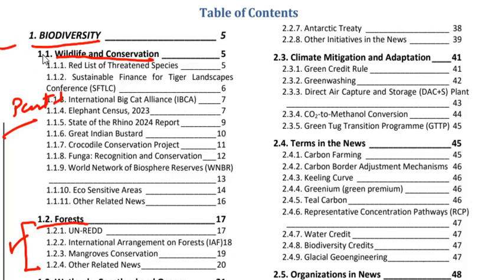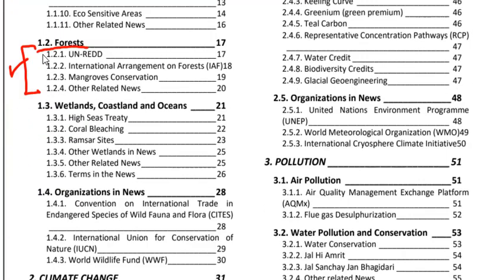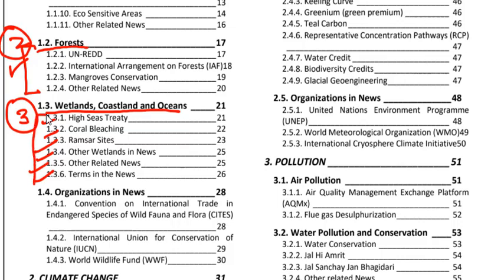In biodiversity, we have to see 4 parts, and the second part we have already discussed about forests. In the third part, we will discuss wetlands, coastland and oceans. In this, high sea treaty, coral bleaching, Ramsar sites, other wetlands in news, other related news and terms in news. These all topics we are going to discuss in this current topic.